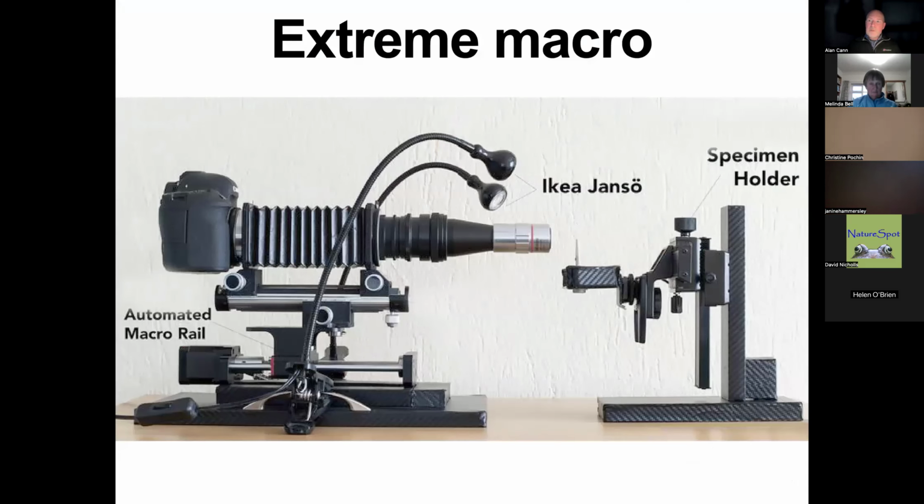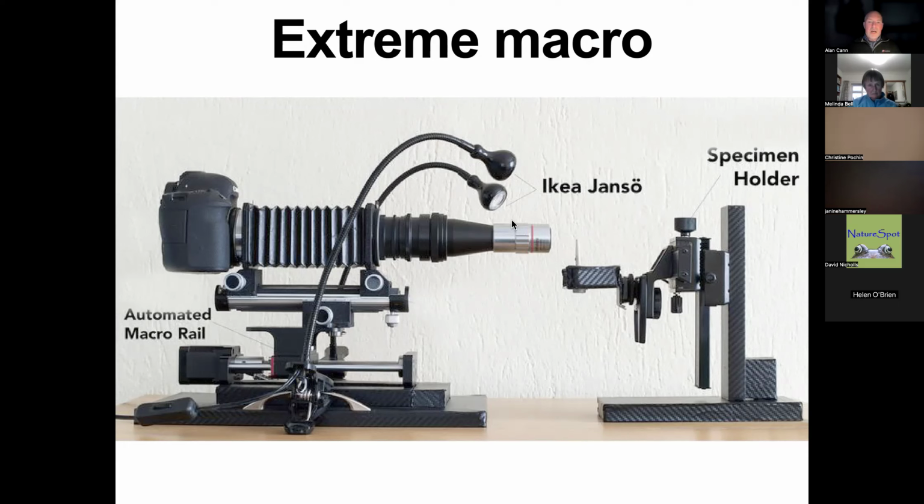Now, I did say there was one more level to go. This is something that I've not done very much of personally, but there is what's called extreme macro photography. Again, there's no absolute definition of what that means, but generally, what people are talking about is greater than 5 times magnification. In other words, producing an image of a subject on the camera sensor, which is 5 times greater in size than the subject itself.